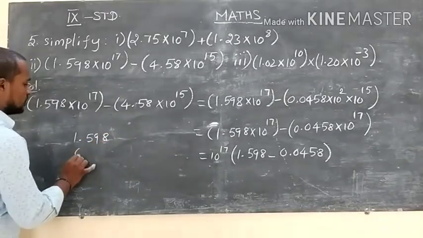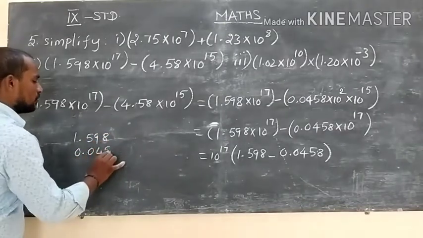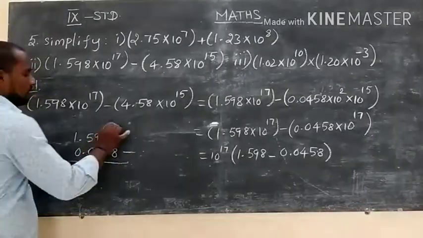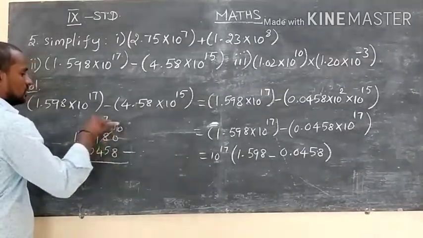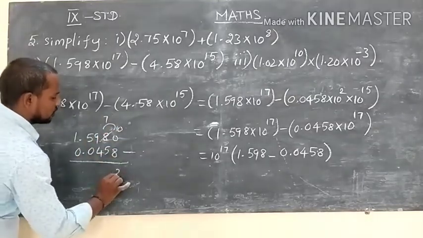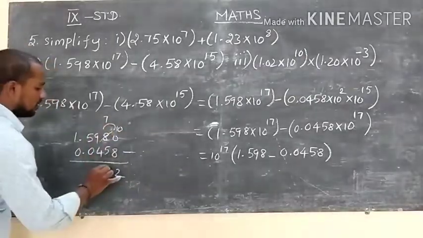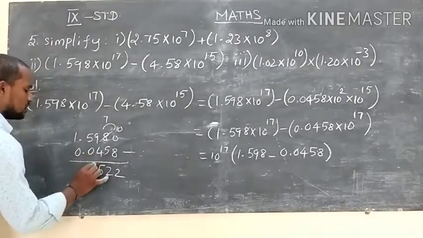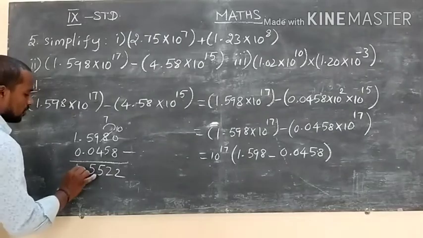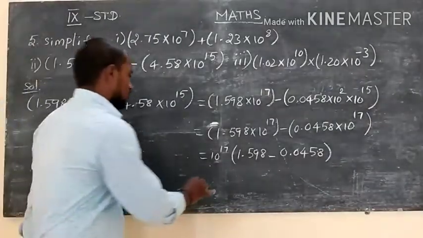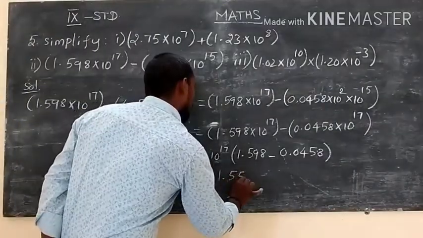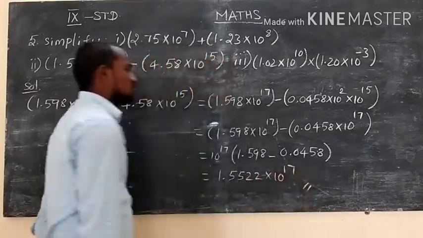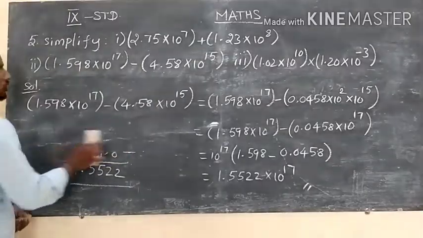1.598 and 0.0458. We are adding one 0. Making the subtraction here: 10 minus 8 is 2. Then 7 minus 5 is 2. And 9 minus 4 is 5. 5 minus 0 is 5. And this is 1 point. This is equal to 1.5522 × 10^17. That's all, the answer of the second question.